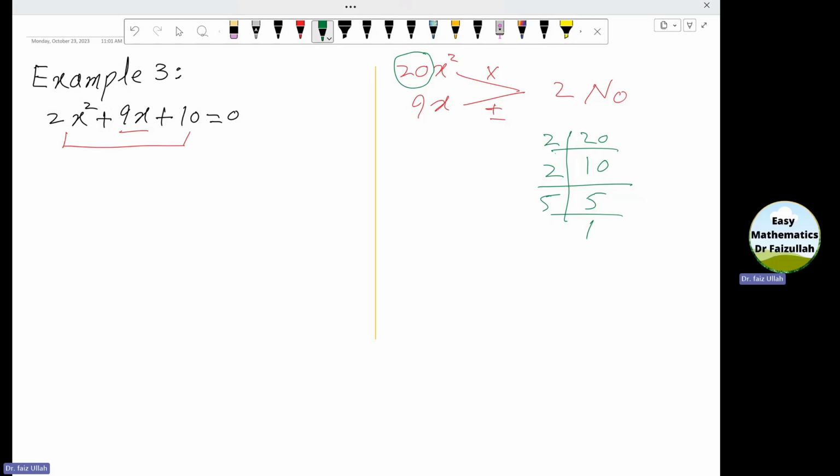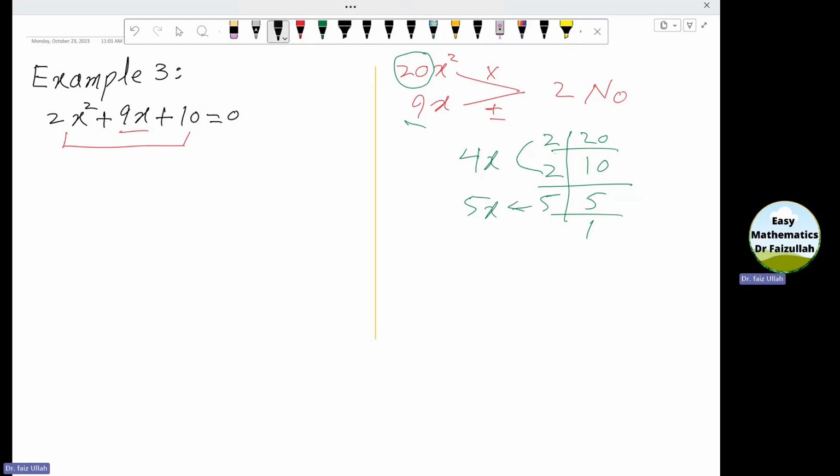We can change the order and find those numbers. Let us multiply 2 with 2. 2 twos are 4. We write it here, and 5 here. Now we can see if we add 4 with 5, we get 9. And if we multiply 4 with 5, we get 20. So those two numbers are 4x and 5x.